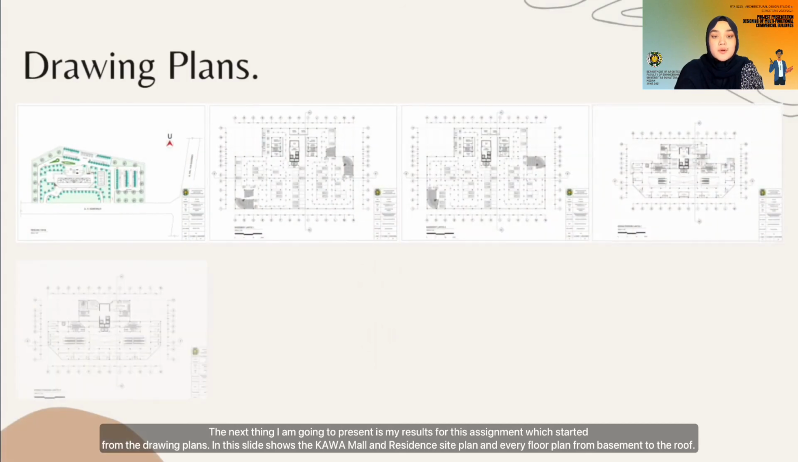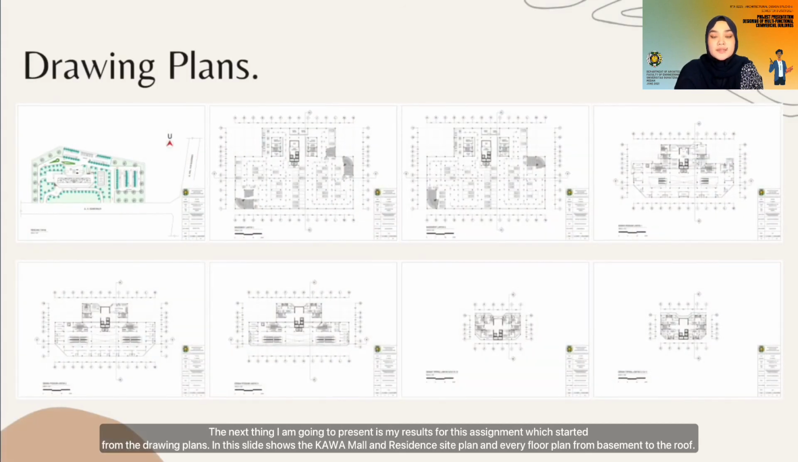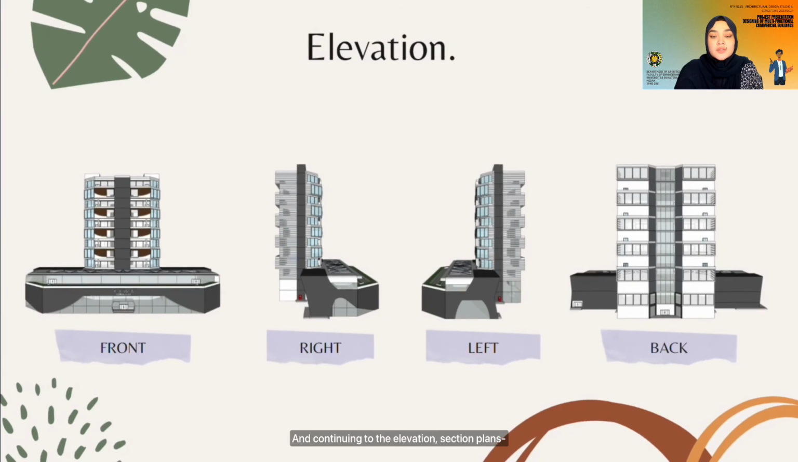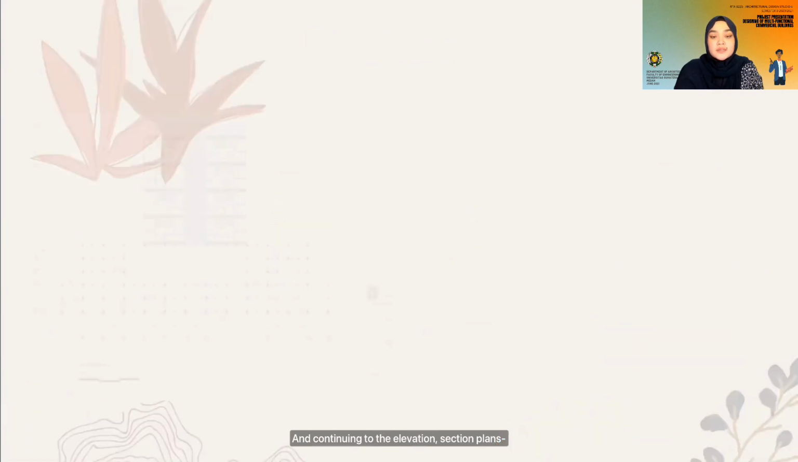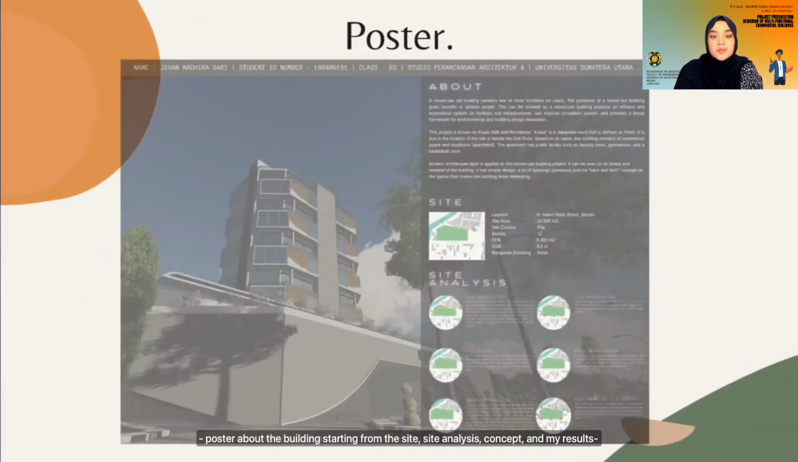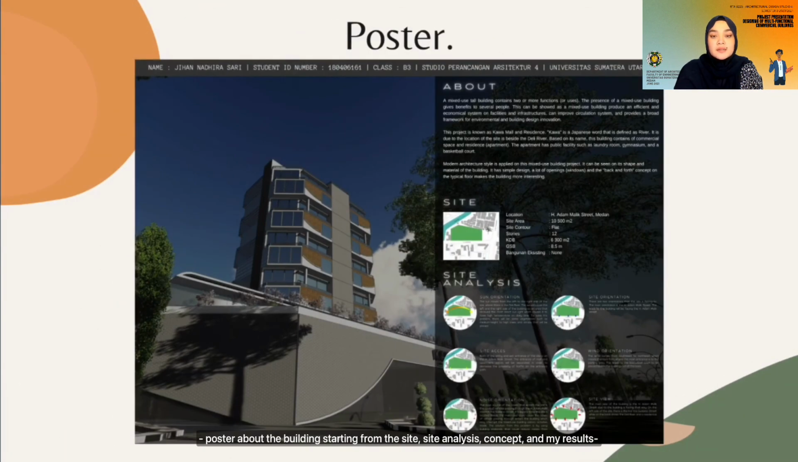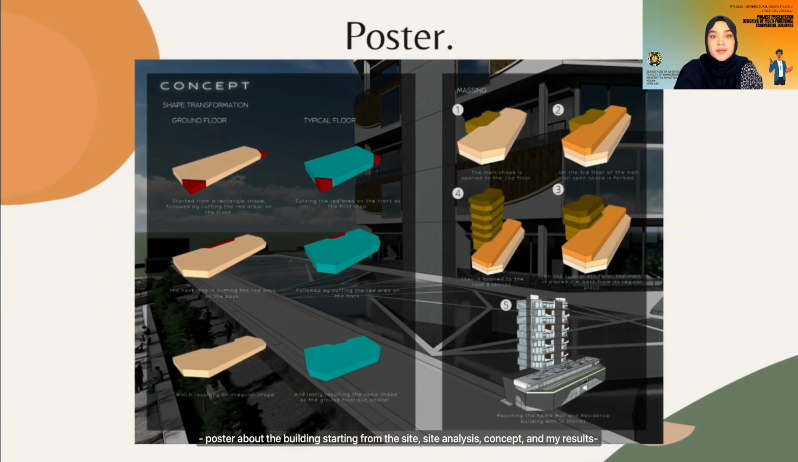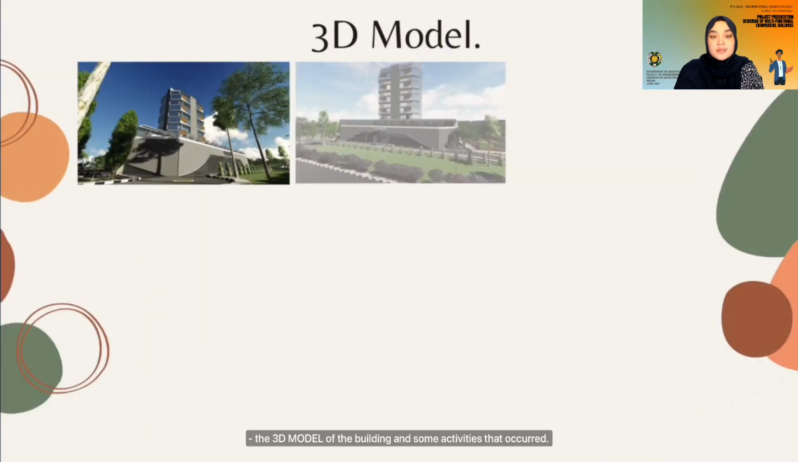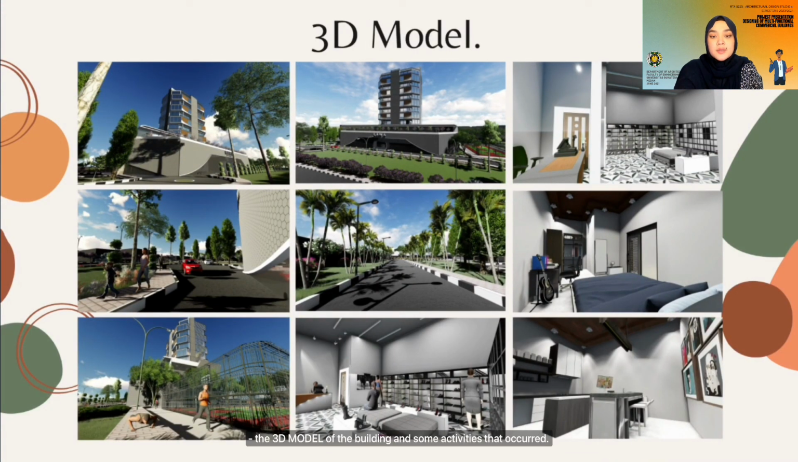The next thing I am going to present is my result for this assignment, which started from the drawing plans. This slide shows the Kawa Mall and Residence site plan and every floor plan from basement to the roof. And continuing to the elevation, section plans, and a poster about the building starting from the site analysis, concept, and my result. The 3D model of the building and some activities that occurred.